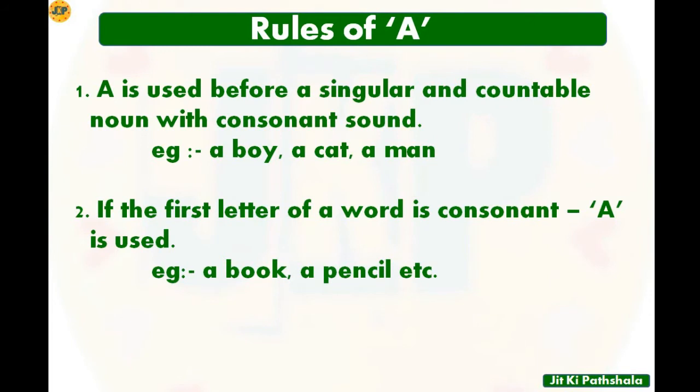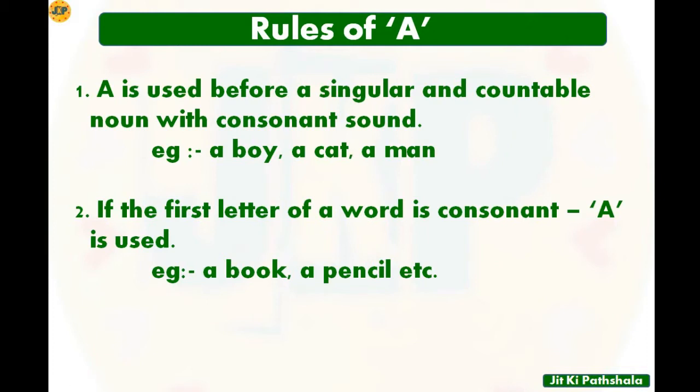At first we will see the rules of A. Before that, I just want to tell you that determiners are of two types. One is specific determiners and the other one is general determiners. Here today in this video, we will see the rules of A and the, where A and an are general determiners and the is a specific determiner. At first, we will see the rules of A.